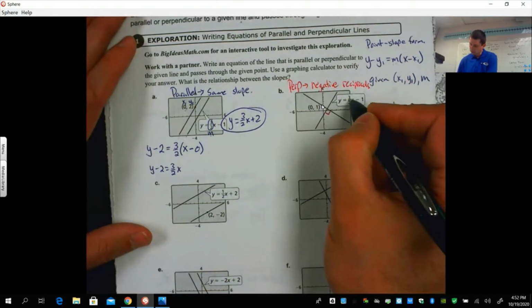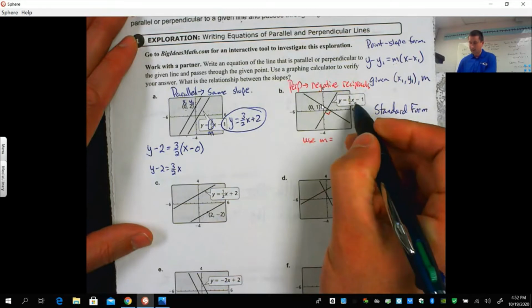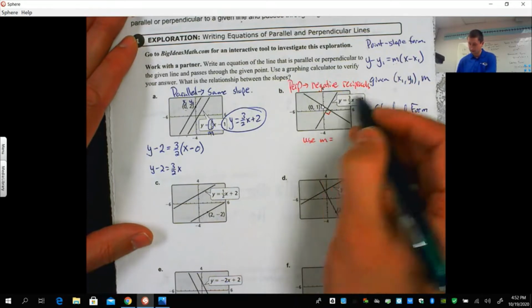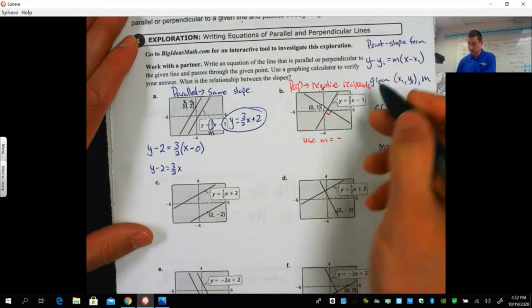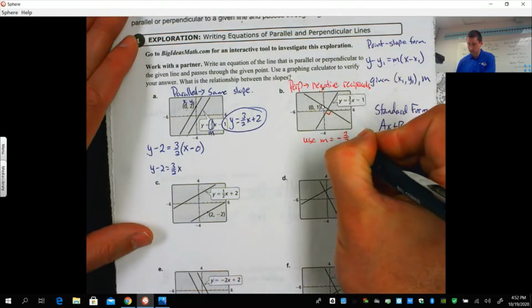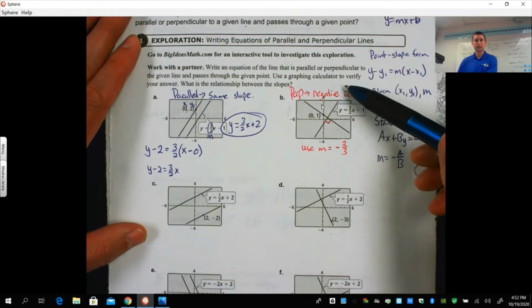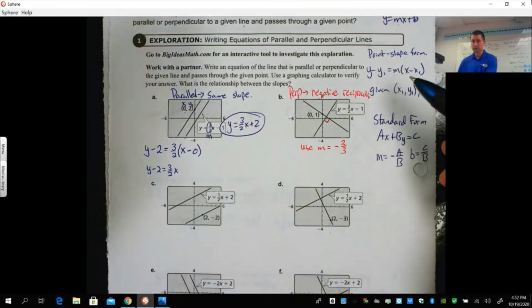So if this is my slope here, we are going to use an m that is the opposite of 3/2, or the negative of it. So that'd be negative and reciprocal. So 3 over 2, this is going to be 2 over 3. So when you want perpendicular lines, you use slopes that are negative reciprocals or opposite reciprocals.